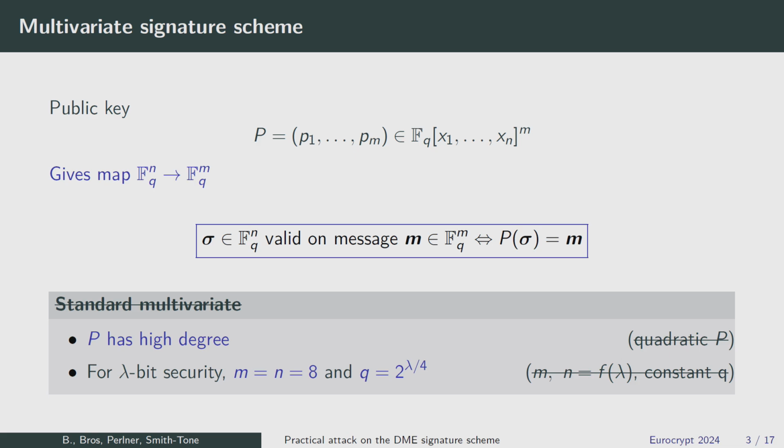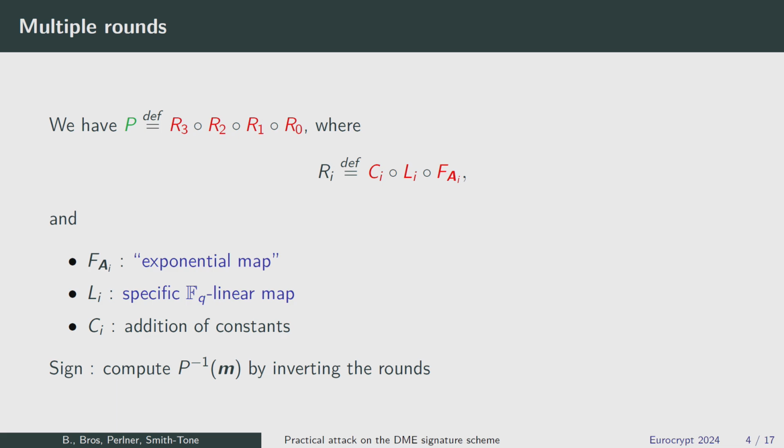In general, the value of m and n is mostly linear in the security level, so that the MQ problem is hard. And here, what is a function of the security level is the value of q. It's exponential in this parameter. So the main feature of DME is that it is a construction with several rounds. You have 4 rounds Ri. Each of them is made of a nonlinear map that I will call an exponential map, and a linear map Li, but which is of a very specific shape, and I will come back to it.